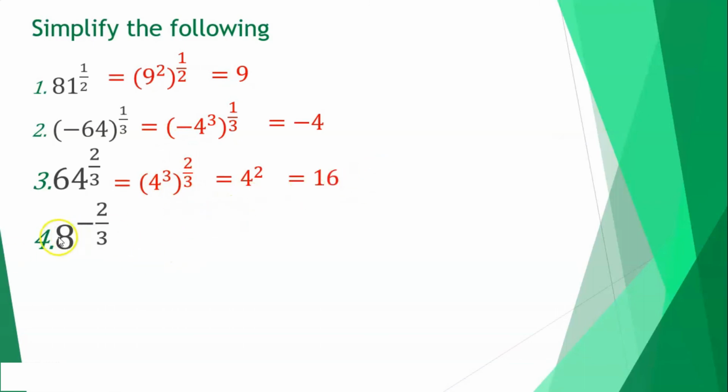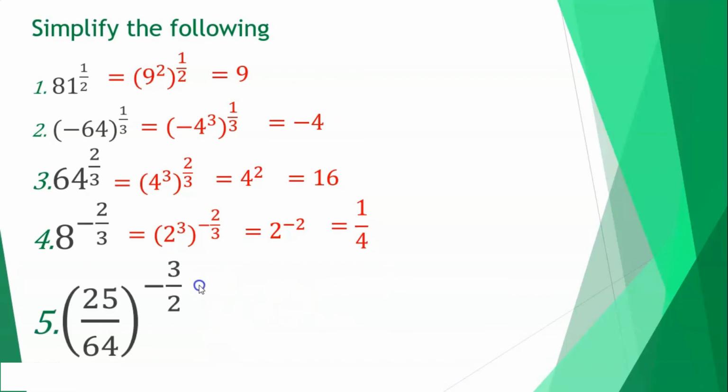Another. 8 to the negative 2 over 3. So take note, the denominator here is 3. Rewrite 8 to the exponent of 3. So with that, 2 to the power of 3 is 8. Then still to the power of negative 2 over 3. You cancel 3 and 3. So you'll have 2 to the power of negative 2, or that would be 1 over 4.